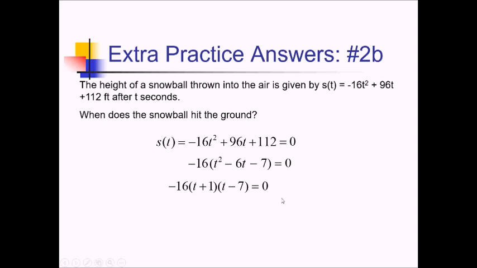So we see that my critical values, my places where the snowball hits the ground anyway, I don't know if I want to call them critical values, but at least what zeroes out this equation is going to be t equals negative 1 and t equals 7. Of course, negative time doesn't really make sense in this context. I can't hit the ground before I throw the snowball. So we're just going to go with 7 seconds for our final answer.